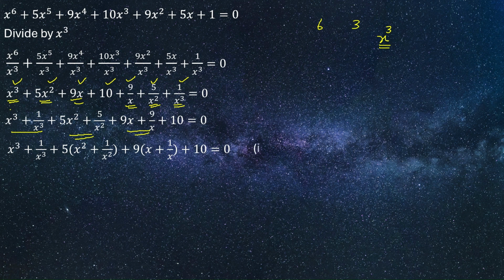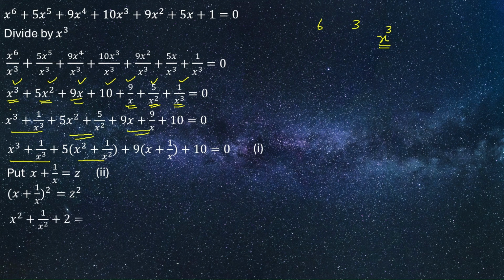We shall call this equation 1. Now we use the substitution and put x plus 1 over x is equal to z. Now we are to find the values of x square plus 1 over x square and x cube plus 1 over x cube. So we take care of this substitution and we get (x plus 1 over x) whole square is equal to z square. On simplification, we get x square plus 1 over x square is equal to z square minus 2.